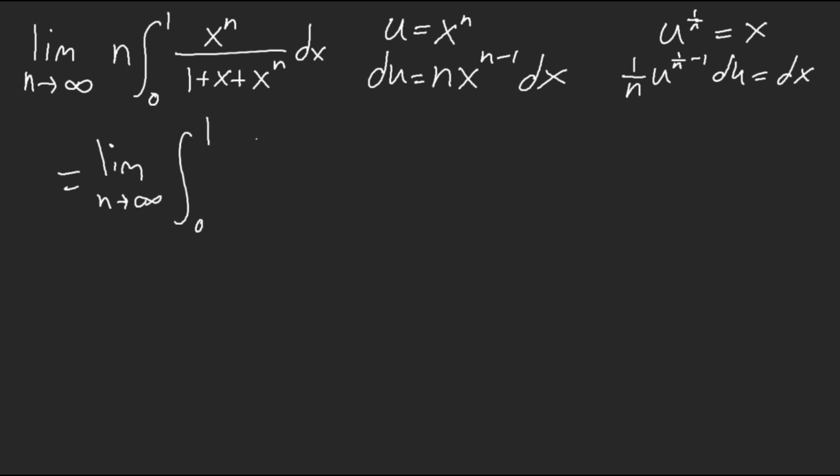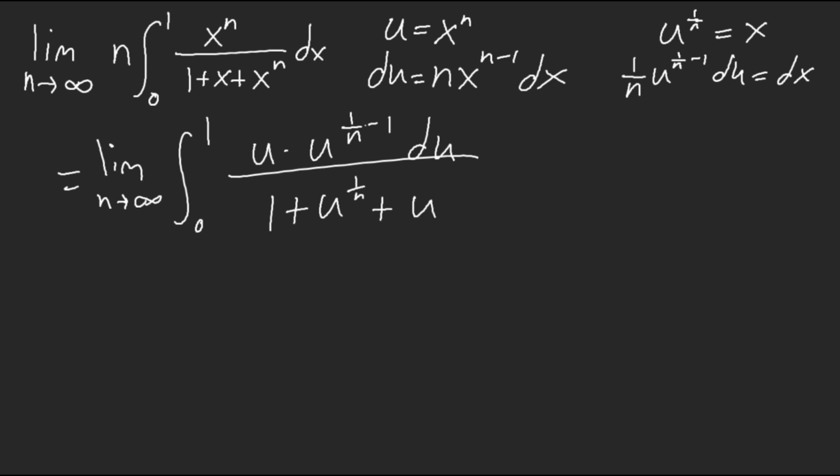x^n is going to be u. dx is going to be u^(1/n - 1) du. And then we have 1 plus 1 over u^(1/n) plus u. This and this cancels out, and so we're left with this.